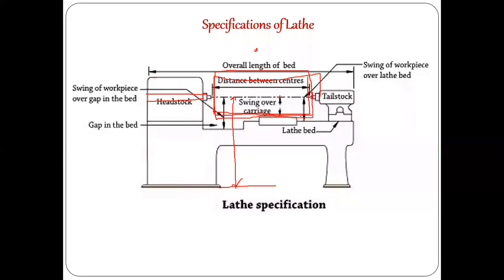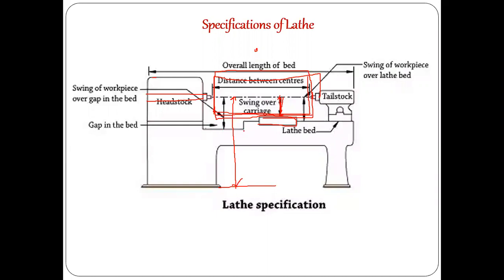If this diameter is above the carriage, it is called the swing over carriage. This is the carriage on which your tool post is lying. So this is the radius and this is the diameter. The workpiece that can rotate without touching the carriage is called the swing over carriage. Similarly, swing over bed.